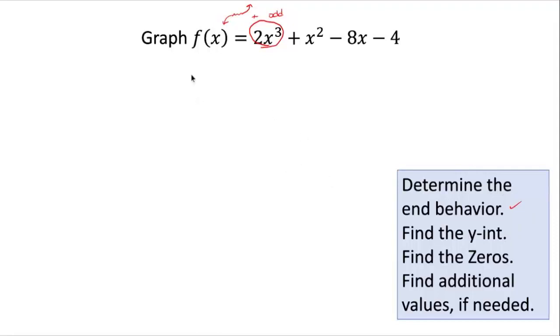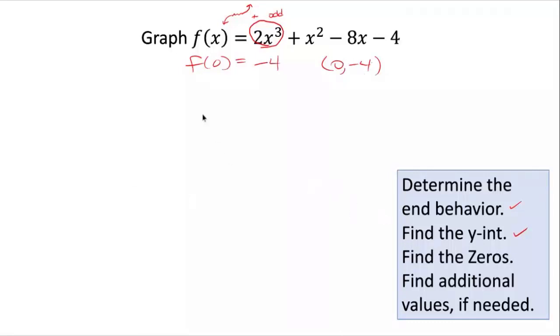Now find the y-intercept. We get the y-intercept whenever we plug in 0 for x. So if you plug in 0 for x, these first three terms all become 0. So we're just left with -4. So my y-intercept is (0, -4).